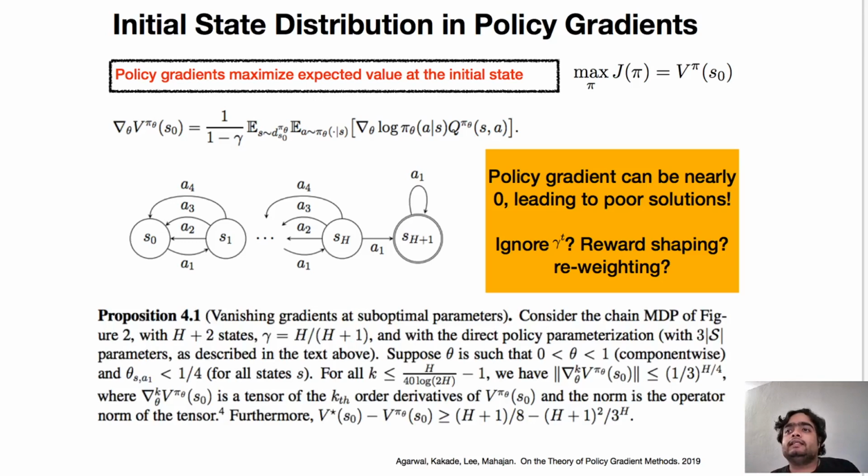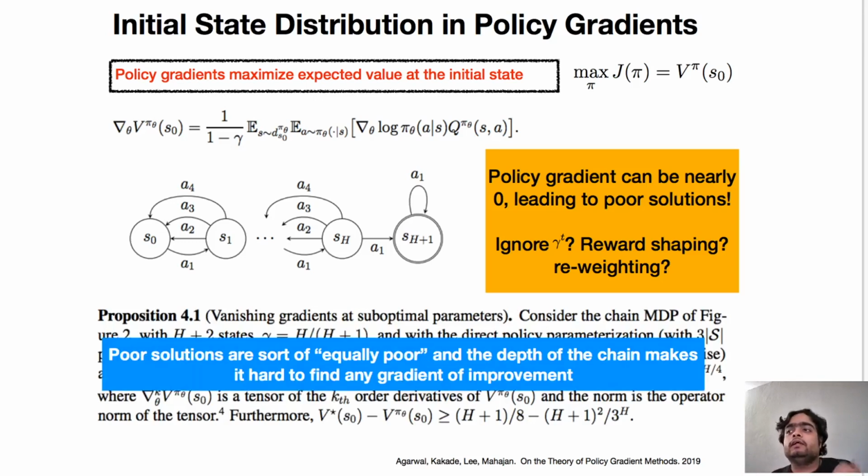This can be formalized as a theorem, which I'll not go into, but what it really says is that the poor solutions are equally poor, because any gradient that you compute would end up being exponentially small in H. The reason it is exponentially small in H is that there is exponentially less likelihood that you will reach SH plus 1, unless you know the optimal policy, of course, which would end up taking A1 with probability 1 all the time.